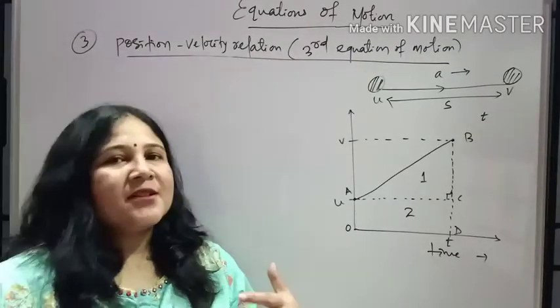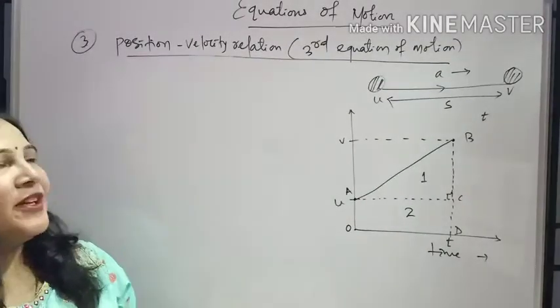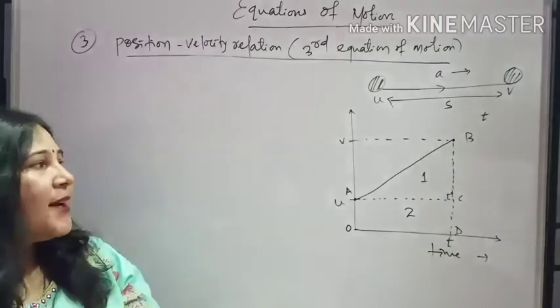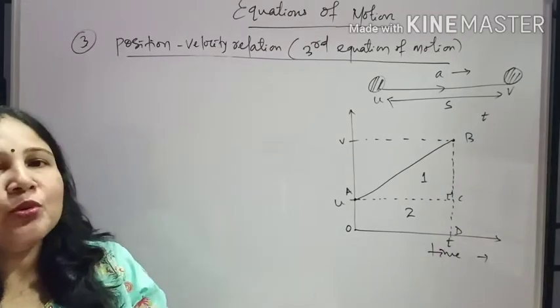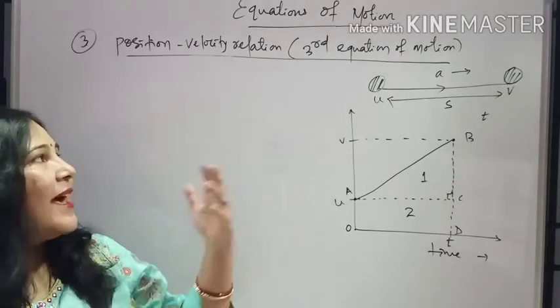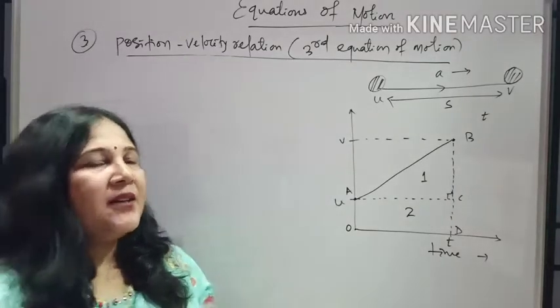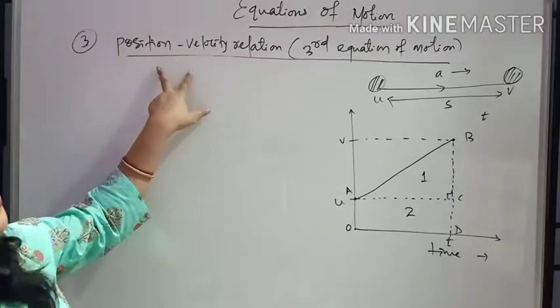Hello students, so we have already derived the two equations of motion. The first equation was v equals u plus at. The second equation is s equals ut plus half at square. Now we have to derive the third equation of motion, and this third equation of motion is the relation between what?